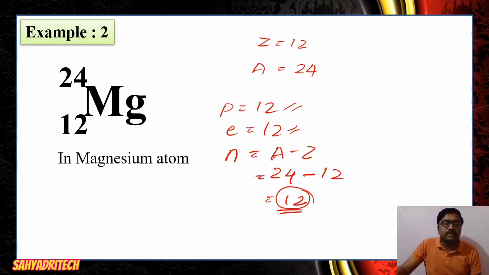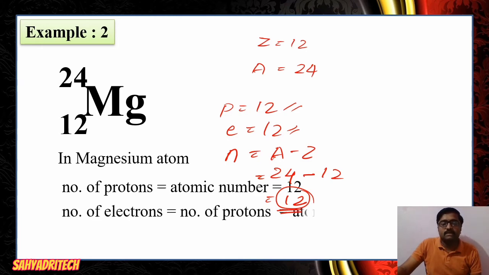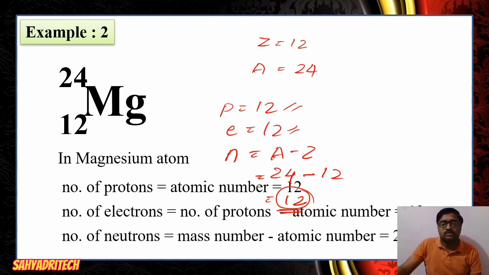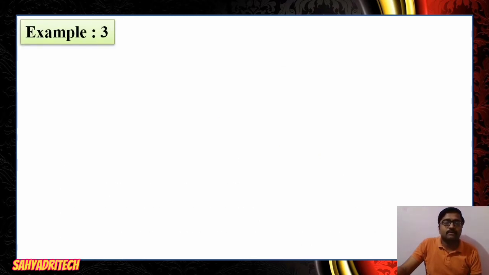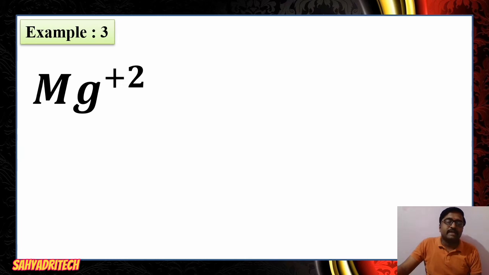Yes, so in case of magnesium atom, number of protons, that is atomic number itself, that is 12. Electrons, again it is an atom, therefore number of protons and number of electrons are equal, so we say number of electrons is also 12. And what about number of neutrons? Number of neutrons is equal to A minus Z, mass number minus atomic number. So 24 minus 12, again number of neutrons is also 12, right? Yes.